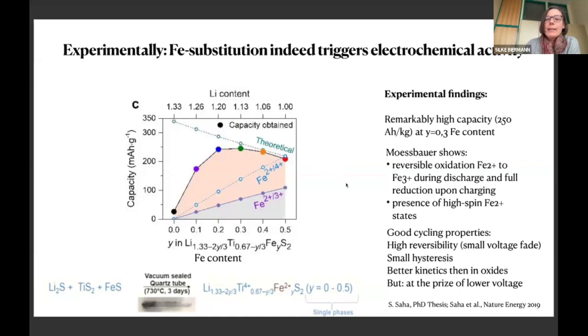And in this state, most power experiments show that you indeed, as I mentioned, fully reversibly oxidize between iron 2+ and 3+. And also that you have iron 2+ states in a high spin configuration. On the positive side, the good news for the chemists is that now you indeed have better cycling properties, so you fix some of the problems that were seen in the oxides. However, this comes at the price of a lower voltage, because of course, with the states being closer to the Fermi level, that also means that you have voltages rather of the order of 2.5 electron volt instead of 4.